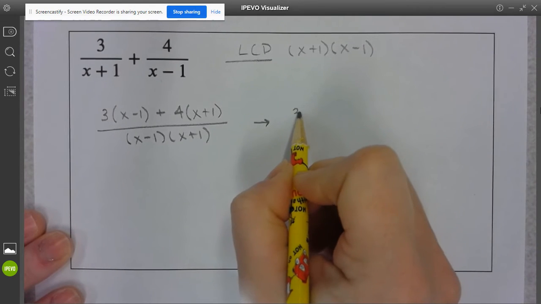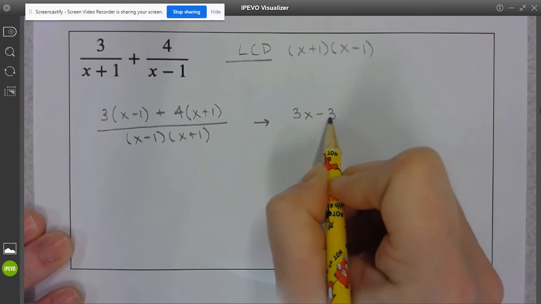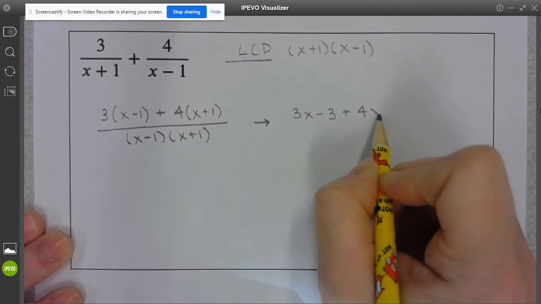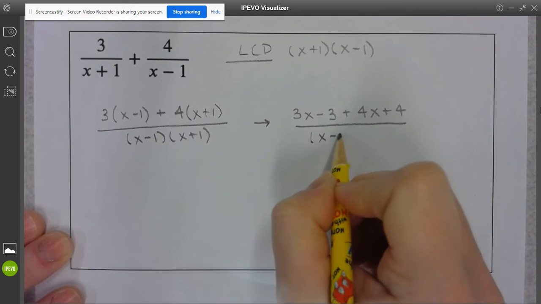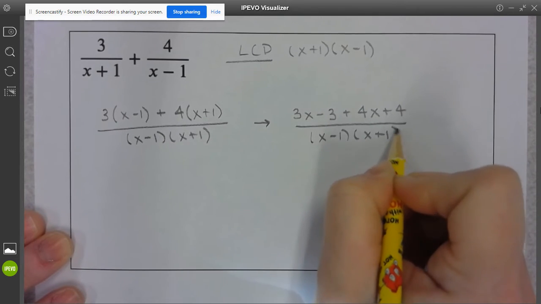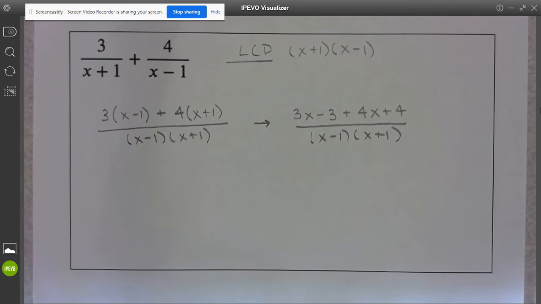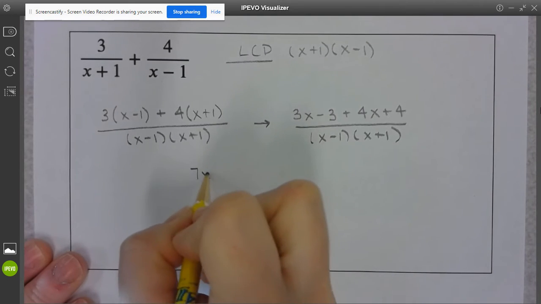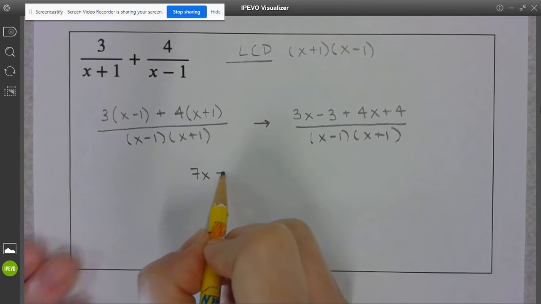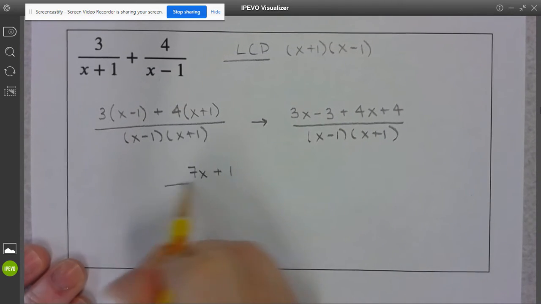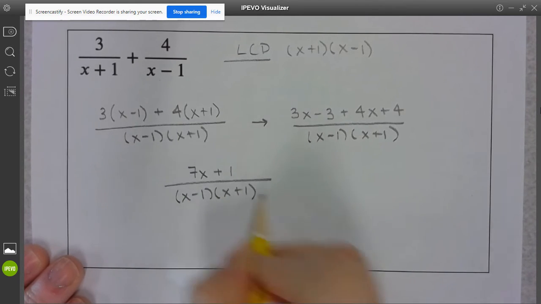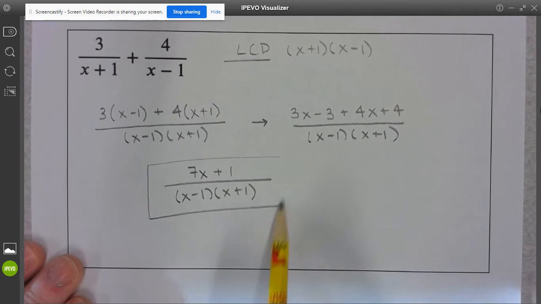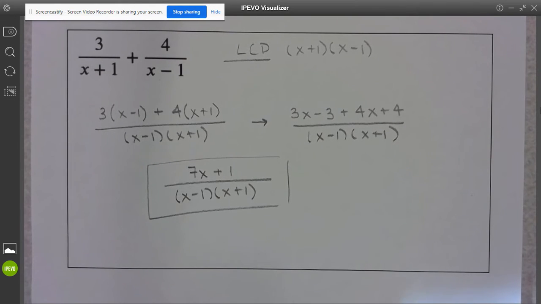That's going to turn into 3x minus 3 plus 4x plus 4 all over our common denominator. And then I'm going to combine my like terms in the numerator. So I'll have 7x plus 1 all over my common denominator. That's as simplified as I can make it. So we're done.